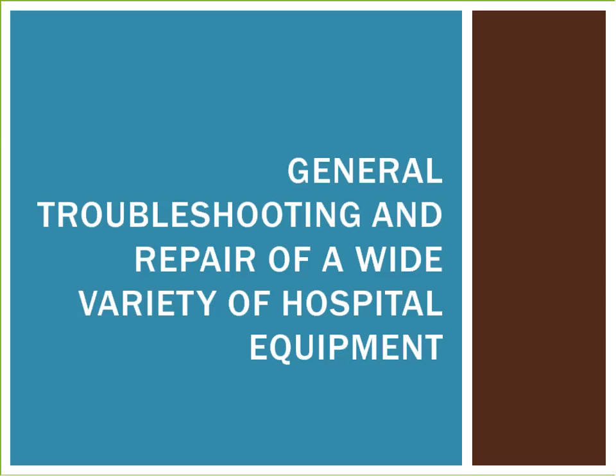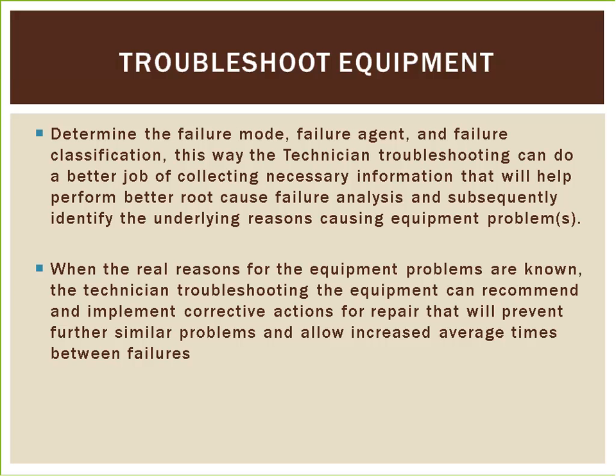Next, we will review general troubleshooting and the repair of a wide variety of hospital equipment. When troubleshooting equipment, determine the failure mode, failure agent, and failure classification. This way, the technician troubleshooting can do a better job of collecting necessary information that will help perform better root cause failure analysis and subsequently identify the underlying reasons causing equipment problems. When the real reasons for the equipment problems are known, the technician can recommend and implement corrective actions for repair that will prevent further similar problems and allow increased average times between failures.